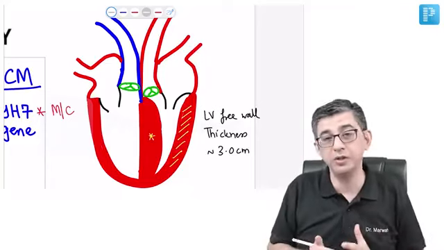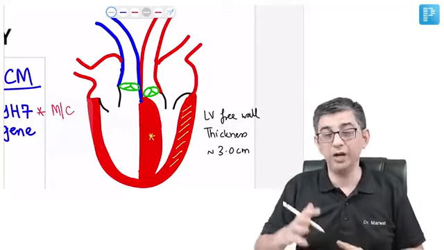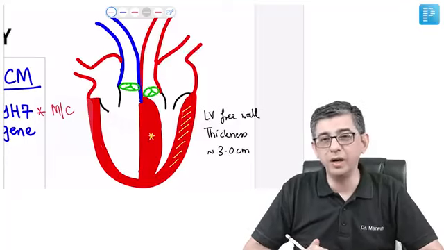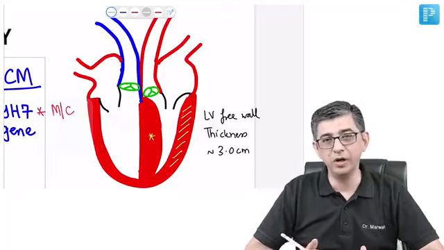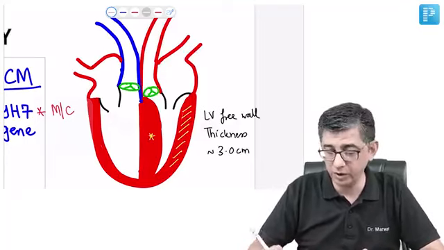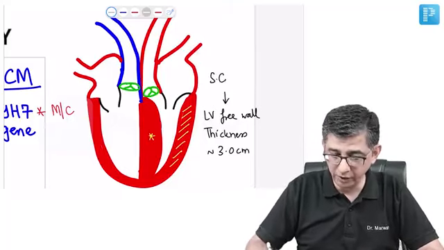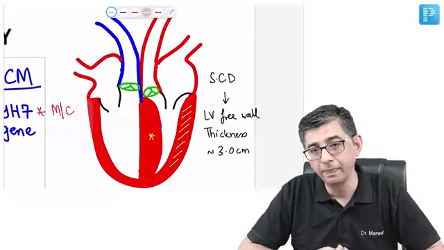So the oxygen demand in the heart will definitely increase, and therefore in these patients you might have to put in an ICD, that is an implantable cardioverter defibrillator. All the cardiomyopathies that we study are actually indications for an implantable cardioverter defibrillator, and this is one of the risk factors that can trigger a sudden cardiac death.